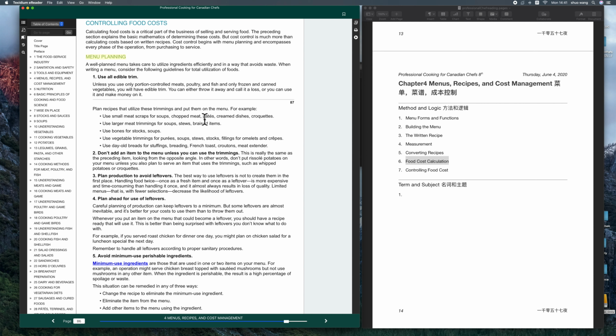For example, use small meat scraps for soup, chopped meat, pate, creamy dishes, croquettes. Use large meat trimmings for soup, stew, braised items. Use bones for stock, soups. Use vegetable trimmings for puree, soup, stew, stocks, filling for omelettes and crepes. Use day-old breads for stuffing, breading, French toast, croutons, meat extender.